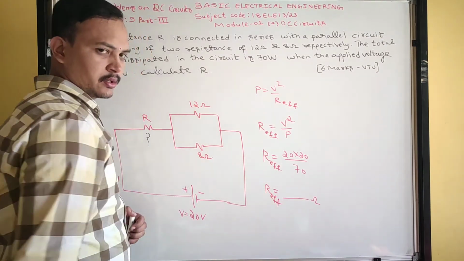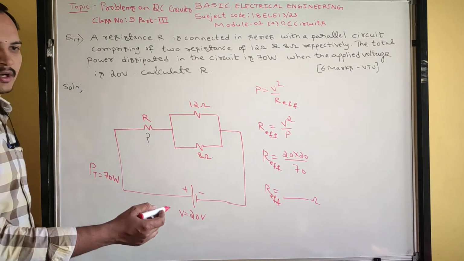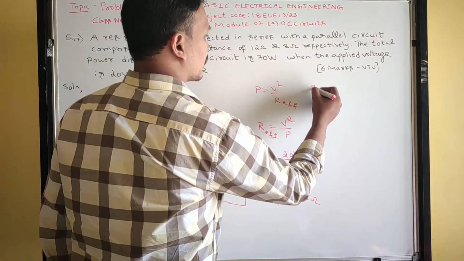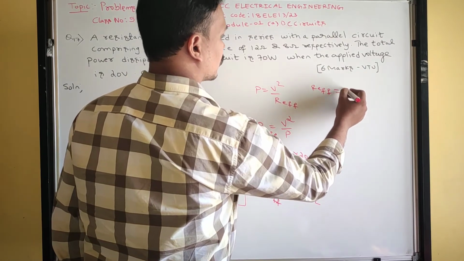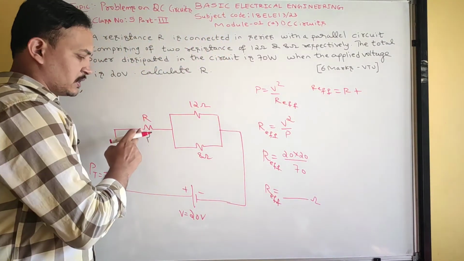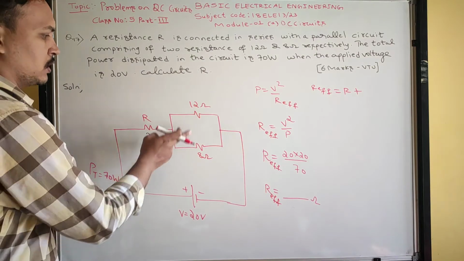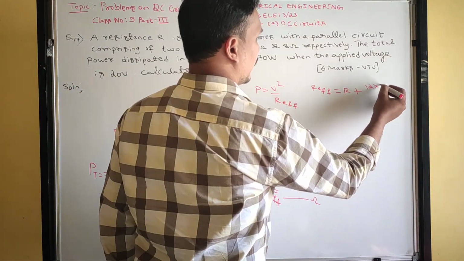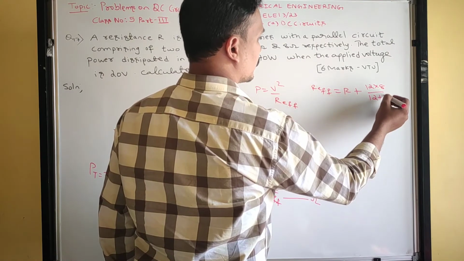Okay, you will get some resistance, more than 5 point something. You calculate and copy down. Now you can write R effective is equal to R plus this resistance plus, now these two are connected in parallel. You find effective of that: 12 into 8 divided by 12 plus 8.